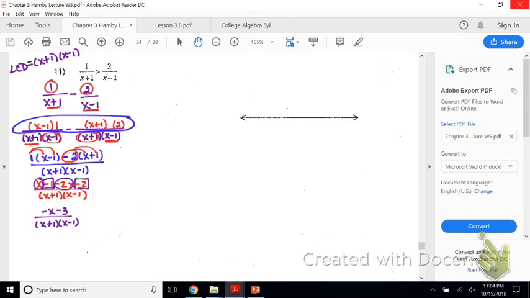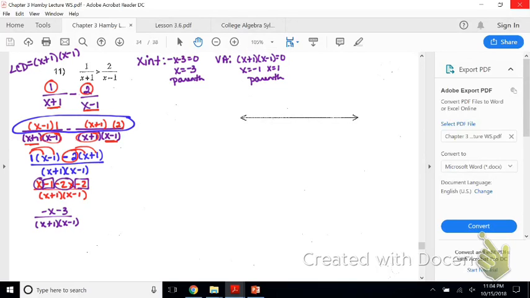So now I know to find those key points. I'm going to use the x-intercept, which remember is where your numerator is equal to 0. So it's going to be where negative x minus 3 equals 0. So x equals negative 3. My inequality did not have an equal to, so I'm going to use parentheses here. My vertical asymptote is where the denominator is equal to 0. So where x plus 1 and x minus 1 are both equal to 0. So at negative 1 and at positive 1, and they're always going to be parentheses because they're vertical asymptotes.